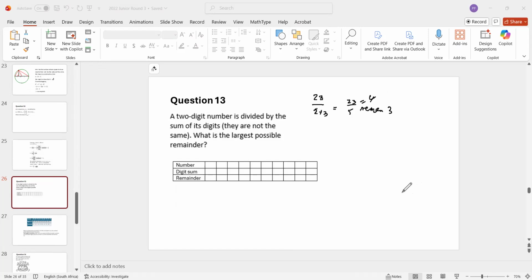Now you've got a lot of two-digit numbers, all the way from 10, 11, 12, going all the way up to 99. And you want the remainder to be as large as possible. What is the largest possible remainder? Now remember, the remainder will always be smaller than the denominator. So if you want the remainder to be as large as possible, then you must make the denominator large, because the remainder will now be coming from a larger set.